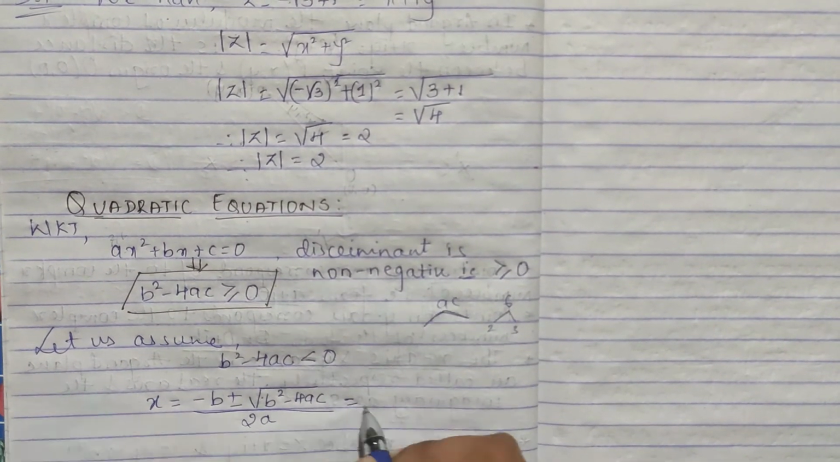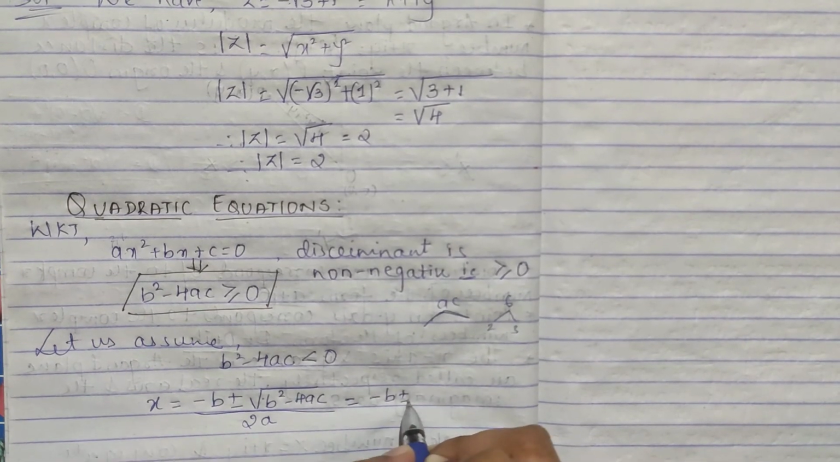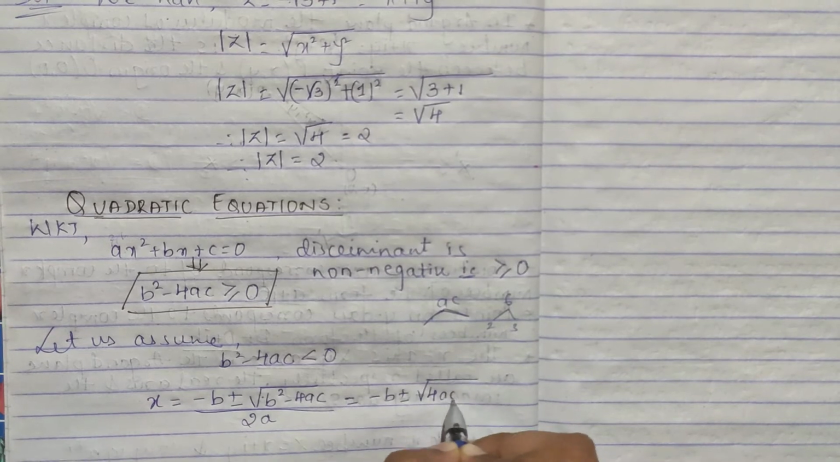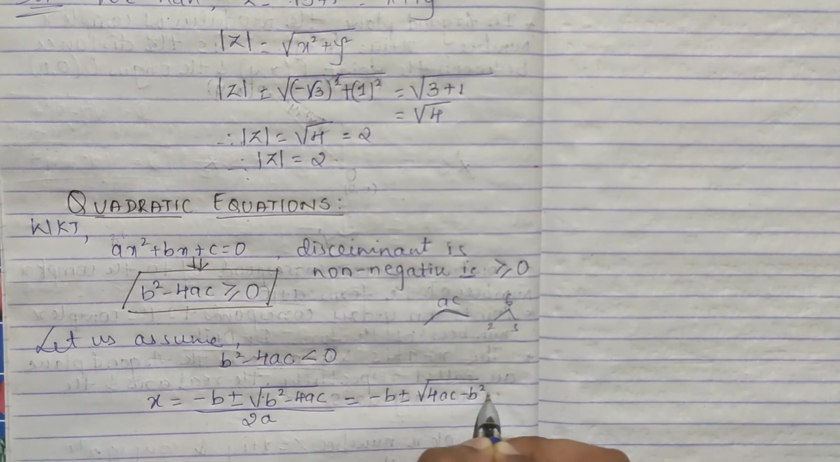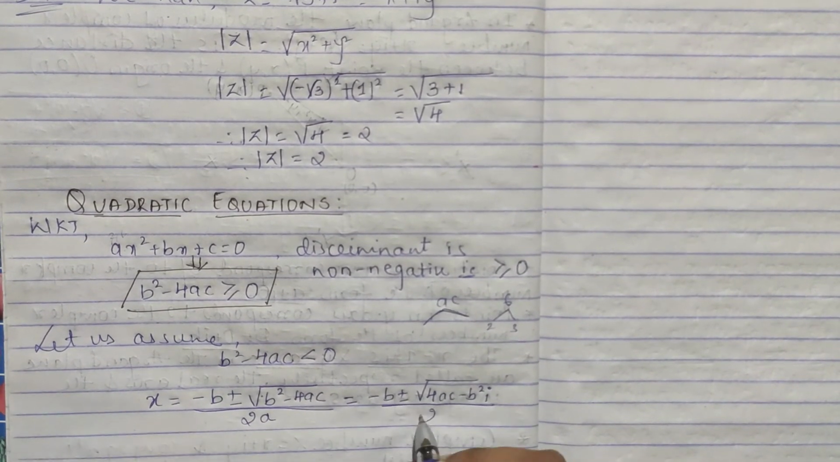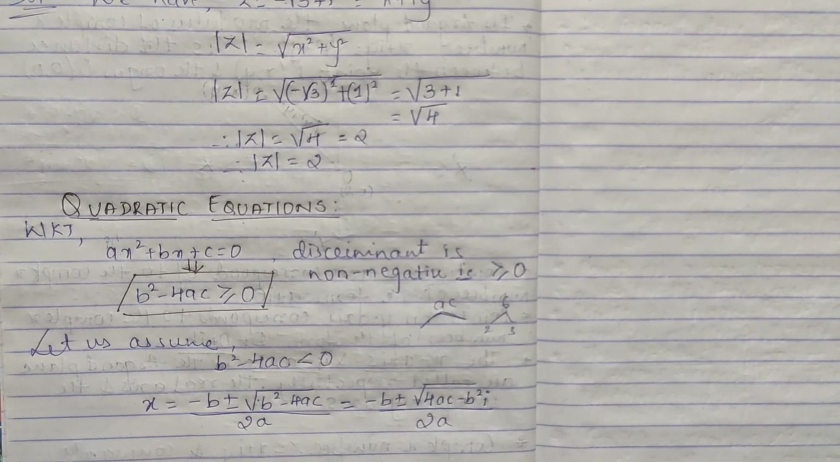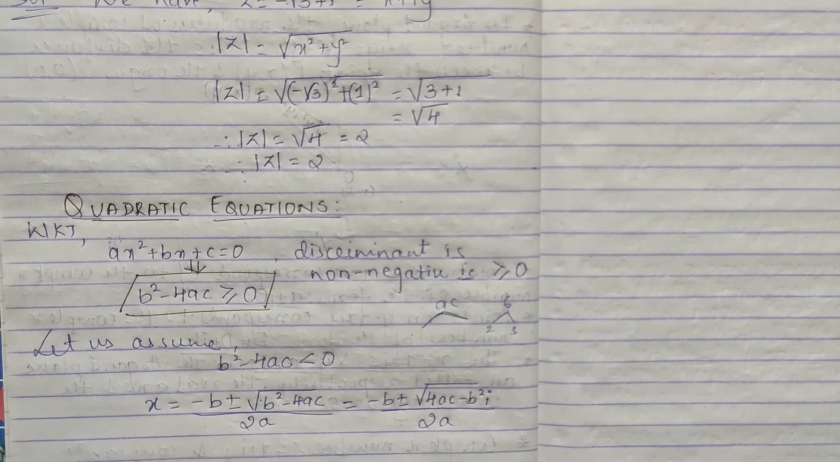Even you can write it as minus b plus or minus root of b square minus 4ac, divided by 2a. It falls in your set of complex numbers. In the set of complex numbers, the solutions are available in such a way.